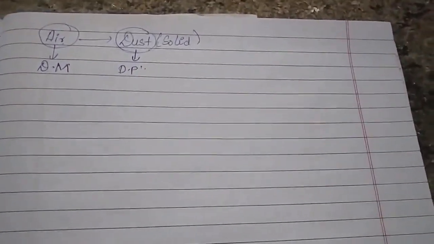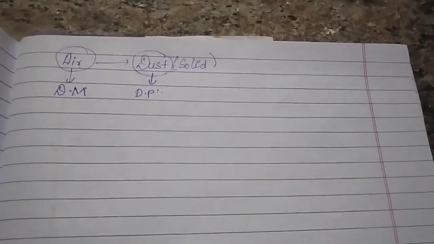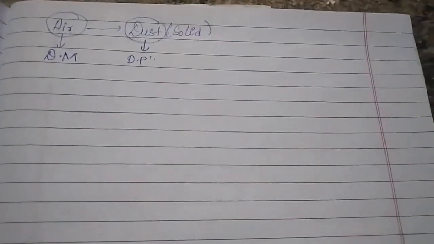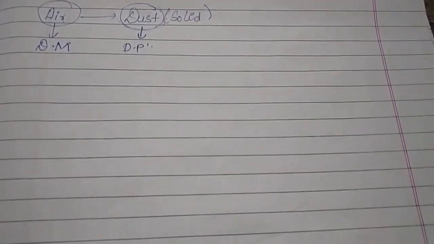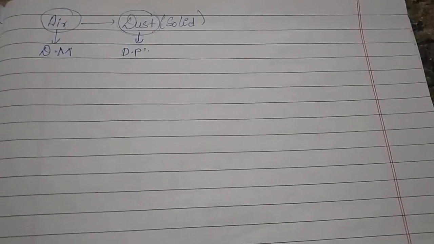Whatever the dust particles are present over there, what they are doing is scattering the light in all directions. And that is the reason whenever you see the path of the light, if you just turn on a light in a dark room, you can see that the path of the light will be like a bright cone.